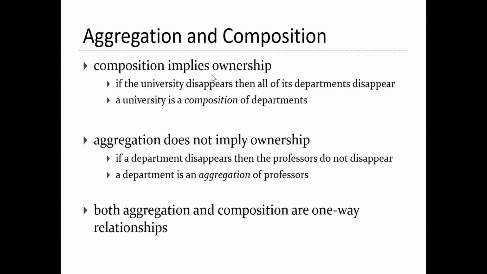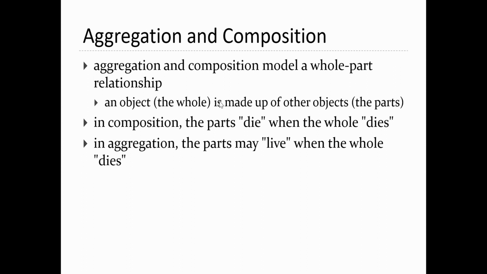Composition, however, is the strong form of association. So composition implies ownership, because in a composition, when the whole dies, everything else goes away. So when you're implementing a class, if you're using aggregation, everything's very simple. You'll see that in a second. If for some reason you require a composition, things become more complicated. And again, you'll see that shortly.